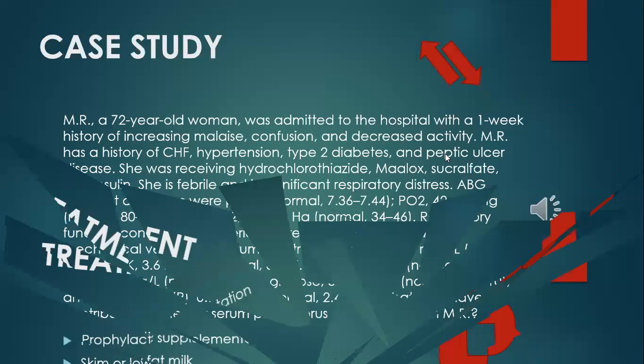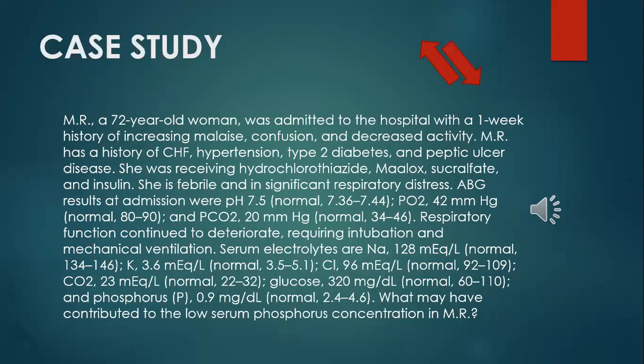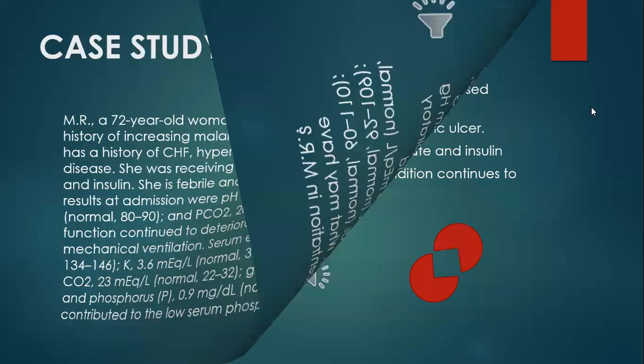Okay, so here we have a case study of a 72-year-old woman named MR, and it is found that the major complications this woman has are CHF, chronic heart failure, hypertension, type 2 diabetes, and she also has peptic ulcers. She is taking some medications for them as well. Now, the problem she has is a low serum phosphorus level, and her respiratory condition is not very good. So we will dissect this case study in the coming slides and look for answers.